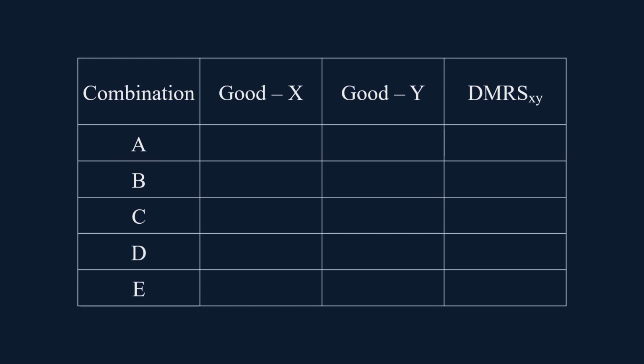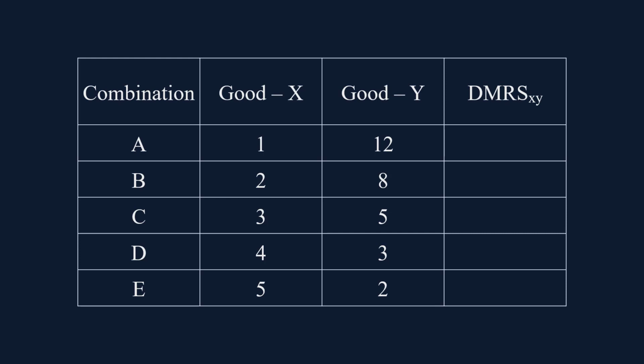Fill the column good X 1, 2, 3, 4 and 5. Then fill the column good Y. Start with 12. Next value is 4 less than 12, 8. Next value is 3 less than 8, 5. Next value is 2 less than 5, 3. The last value is 1 less than 3, 2. It is that easy.